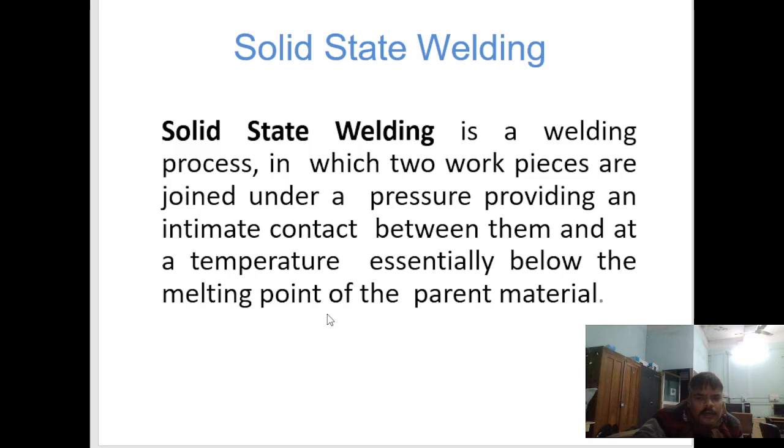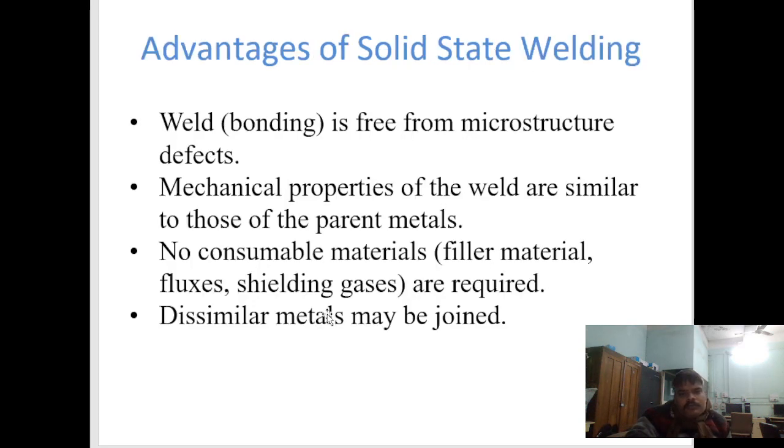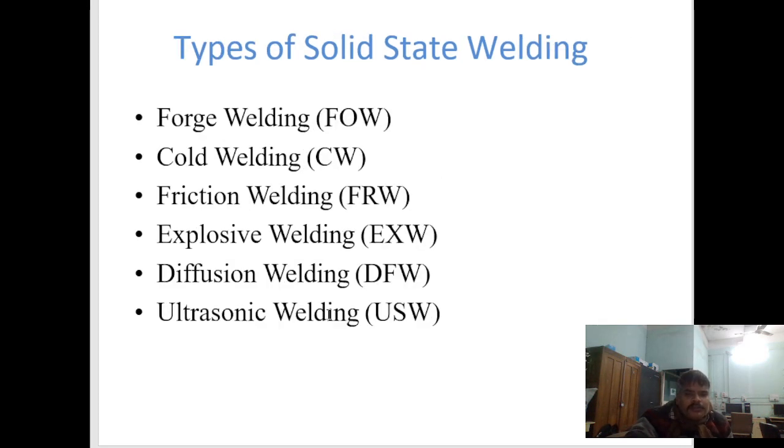Solid state welding is a welding process in which two workpieces are joined under pressure, providing an intimate contact between them, at a temperature essentially below the melting point of the parent material. The weld bond is free from microstructural defects. Mechanical properties of the bond are similar to those of the parent metal. No consumable material, filler material, fluxes or shielding gases are required. Dissimilar metals may be joined.